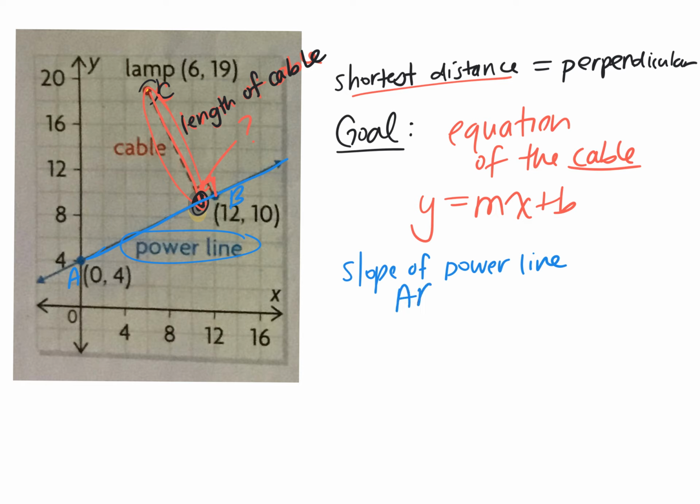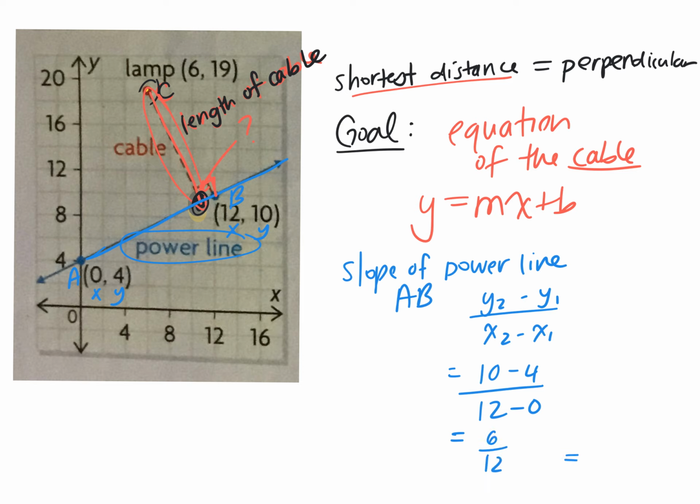So I called it AB. Slope is change in y over change in x. Plug in the coordinates: y2 minus y1 over x2 minus x1. This is going to give us the slope of the power line. So 10 take away 4 over 12 take away 0. What is the slope of the power line? 6 over 12, lowest terms, 1 over 2. That's the easy part, right? The slope of the power line is 1 over 2, which tells us what?